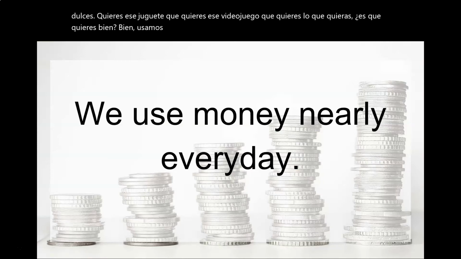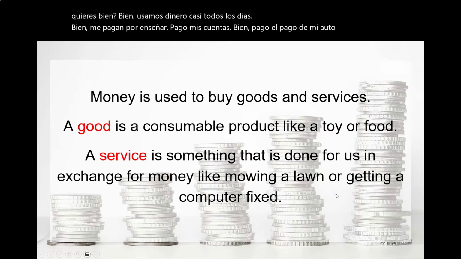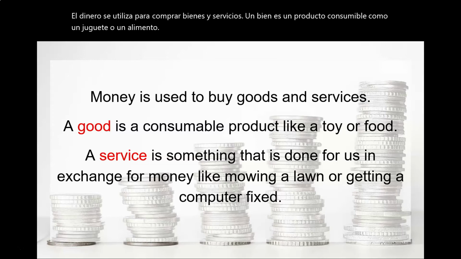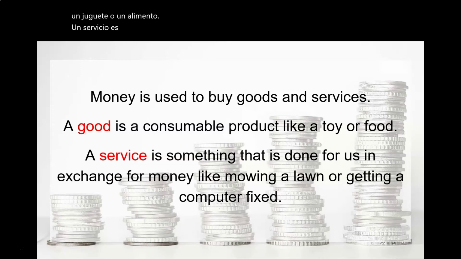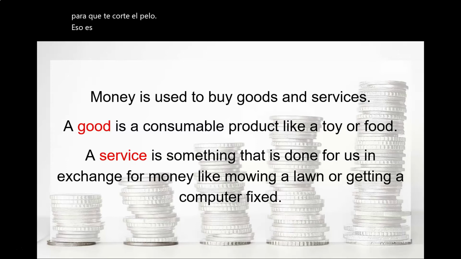Okay, I get paid to teach, I pay my bills, I pay my car payment, I pay rent to live here. Money is used to buy goods and services. A good is a consumable product like a toy or food. A service is something that is done for us in exchange for money, like mowing a lawn or getting a computer fixed. So for an example, if you pay someone to cut your hair, that's a service. Okay, if you buy food, that's a good. Okay, let's get the difference.